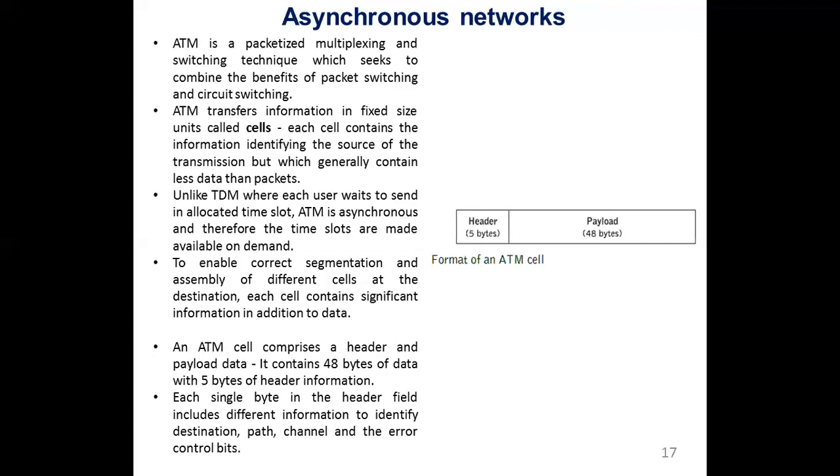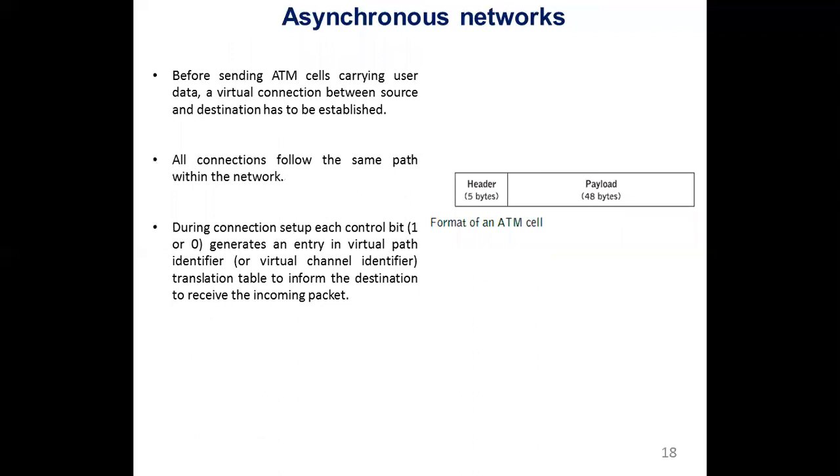Now, every single byte in the header will include information about the destination, path, channel, and error control. So before sending the cells, we establish a virtual connection between source and destination using light paths, and all the connections will follow the same path within the network. And every control bit could be on or off, 0 or 1. It will generate a virtual path, and this is known as a virtual channel identifier, which will be stored in a table, and it will help inform the destination about the receiving packet which is coming.